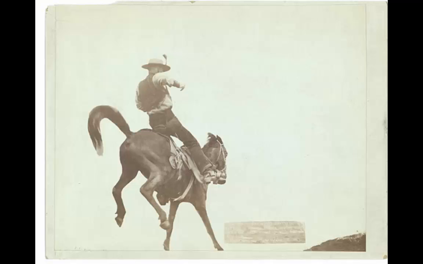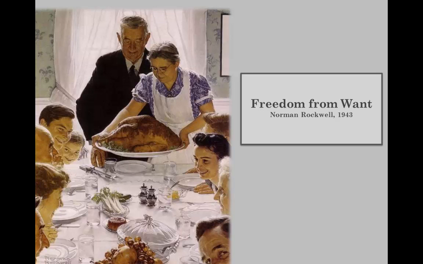Visual images help cement the stories we tell ourselves. So images of the American West and cowboys and horses are central to many Americans' identities, and they help emphasize the story that we're adventurous and that we work hard. Images like this iconic Norman Rockwell picture help cement the idea that family has a central importance in our lives.